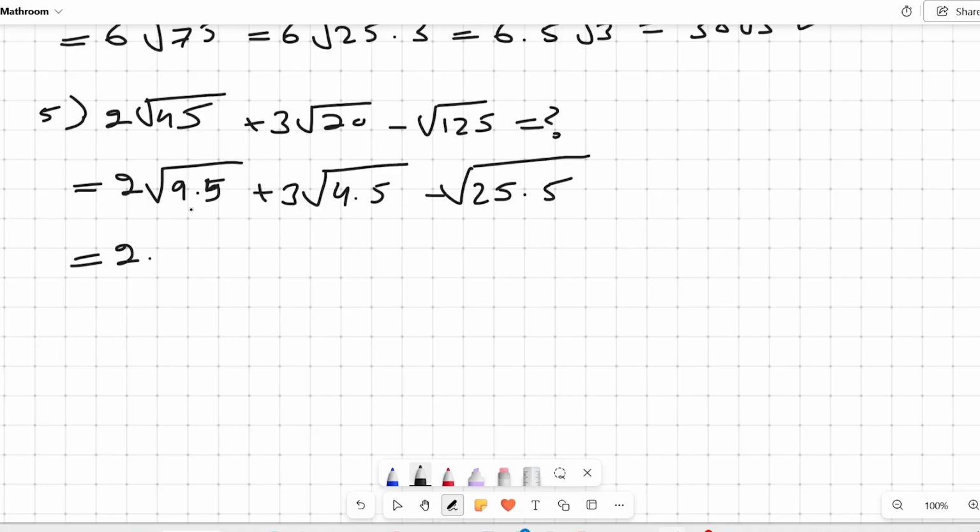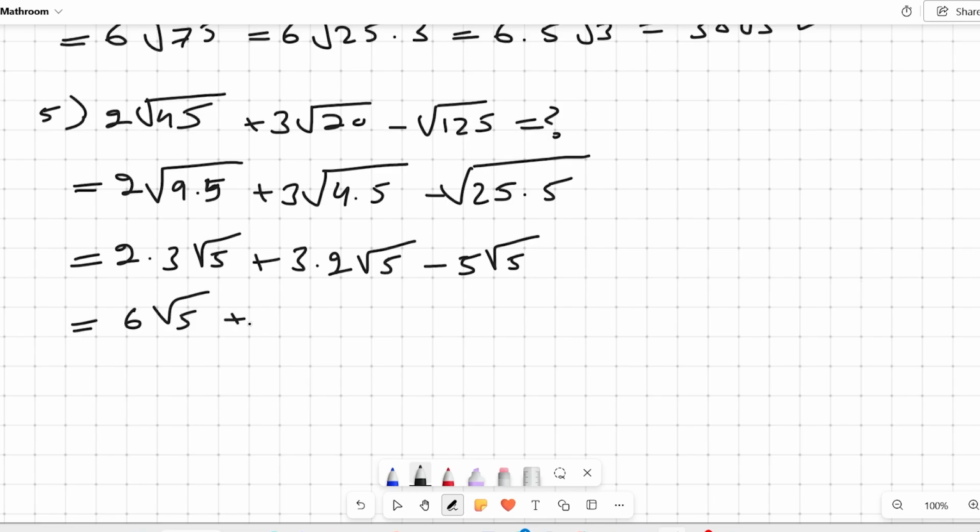So 2 times the square root of 9 comes itself. As you know, I can separately write 9 and 5 under separate radical signs, so I do it directly. Square root of 9 is 3. Square root of 5 comes itself, plus 3. Square root of 4 is 2. Square root of 5 comes itself. Square root of 25 is 5. Square root of 5 comes itself. 2 times 3 is 6, square root of 5, plus 3 times 2 is equal to 6.